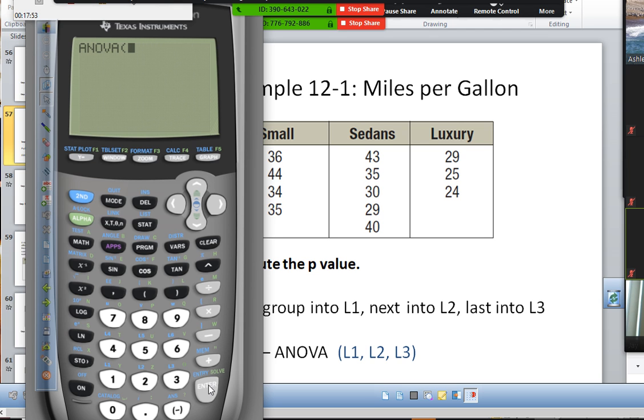Hit enter. And then list them all out. Second L1, comma, second L2, comma, second L3. Get all your lists in there. If I had 4, I'd do comma L4, but I only have 3, so I'm done. Hit enter, and boom, there I am. F value, you can write that down if you want, I don't care. P value, that's what we really need, 0.0375. And then my degrees of freedom is 2 if I want that.